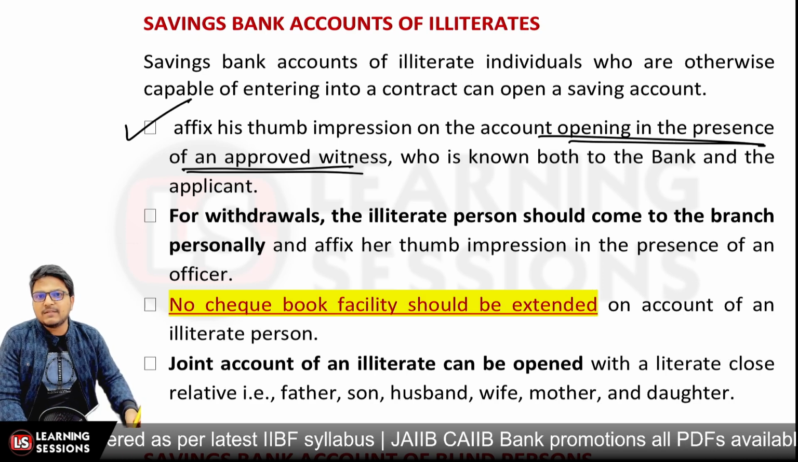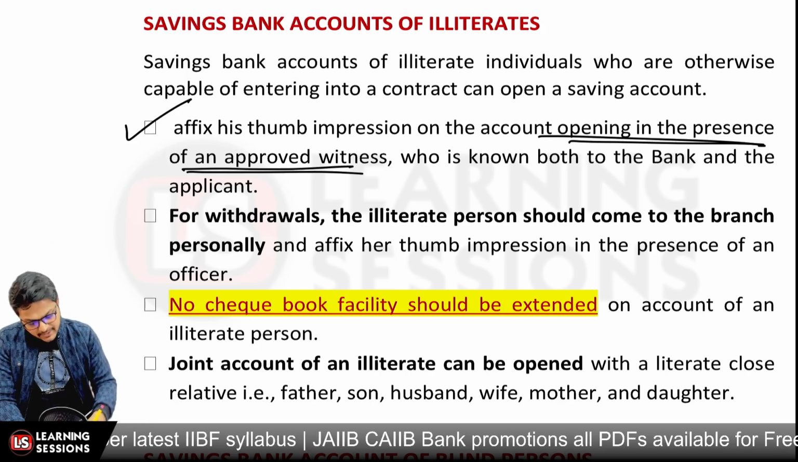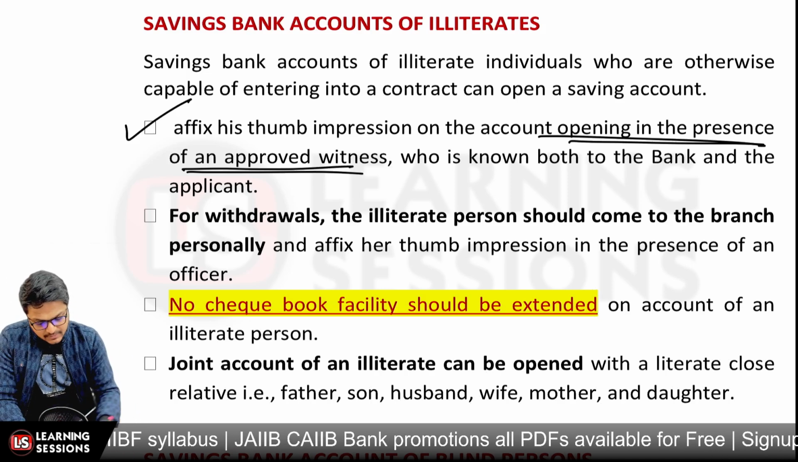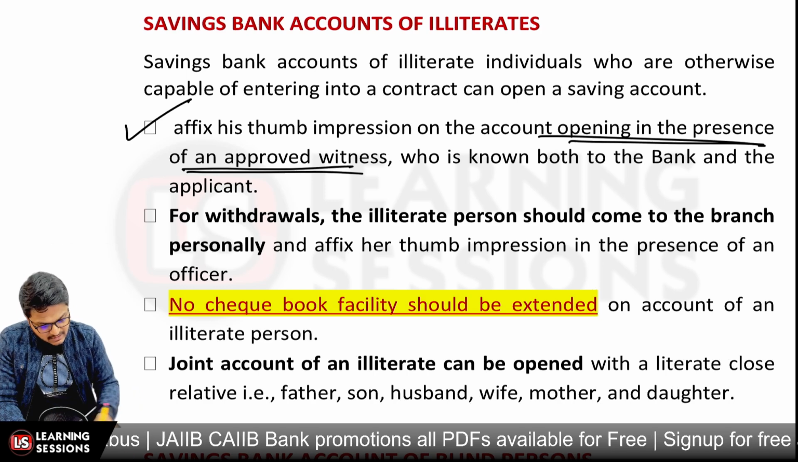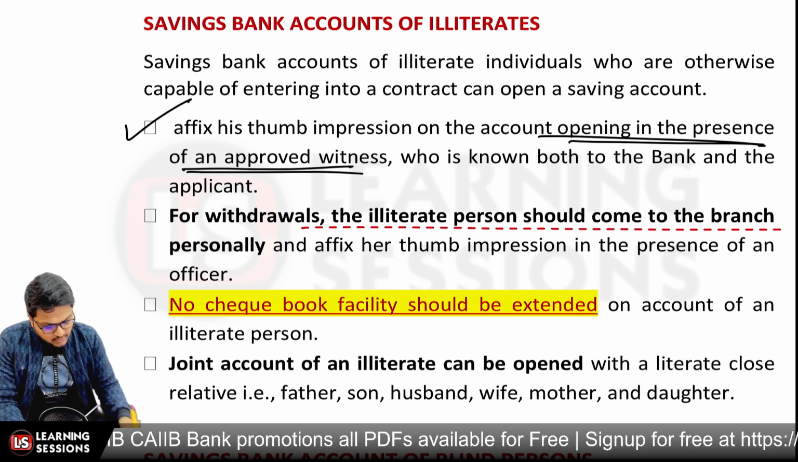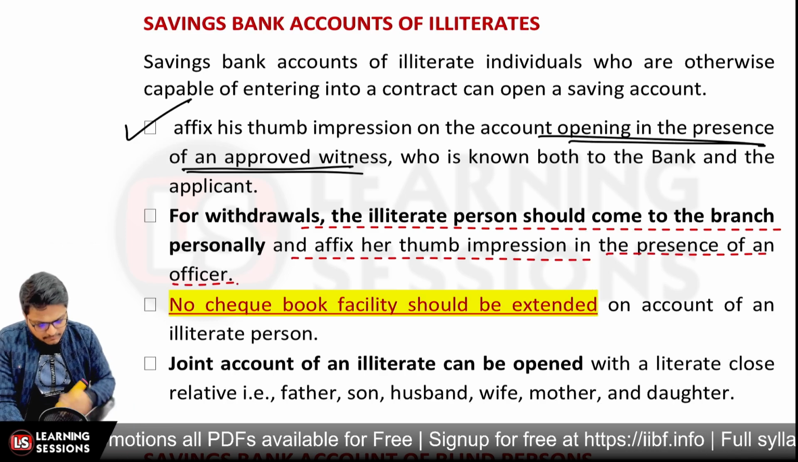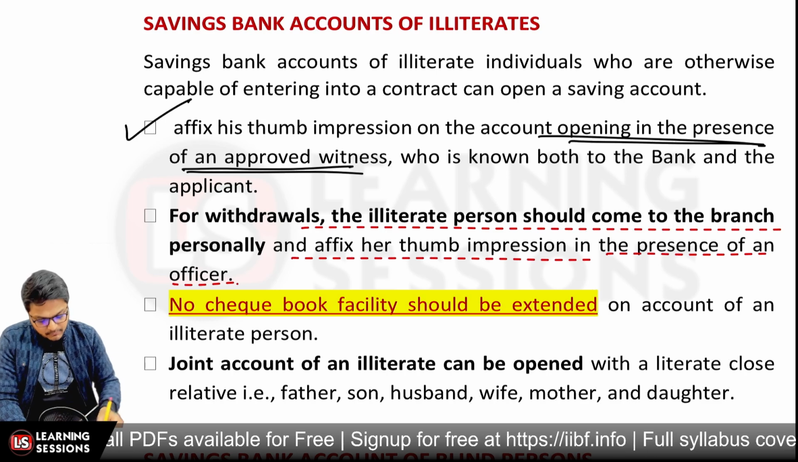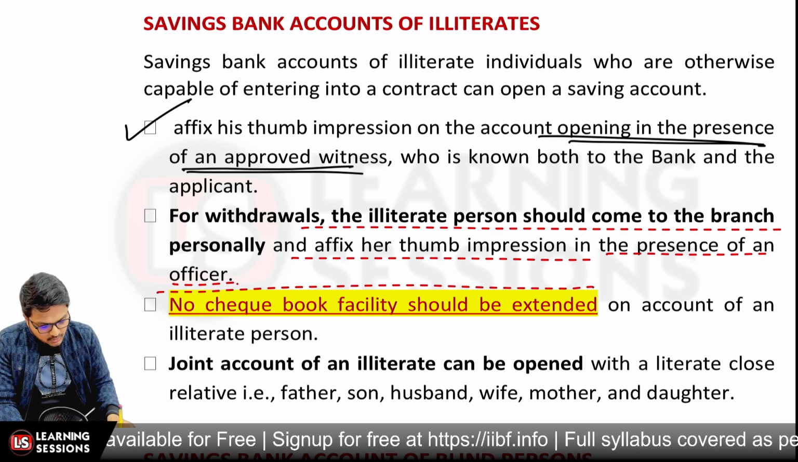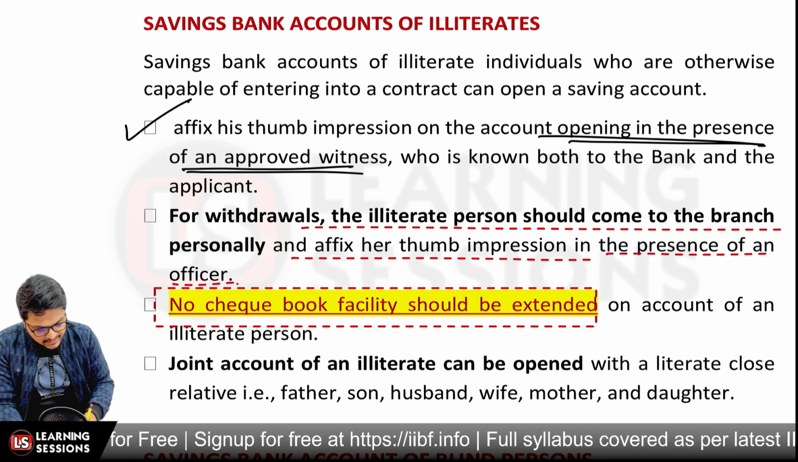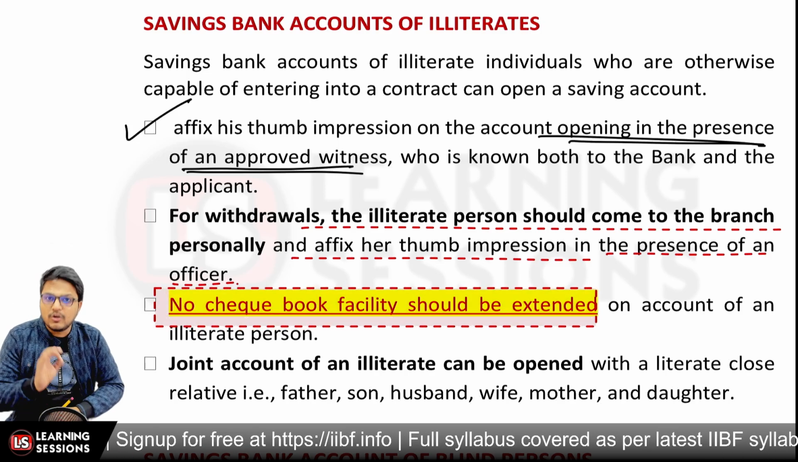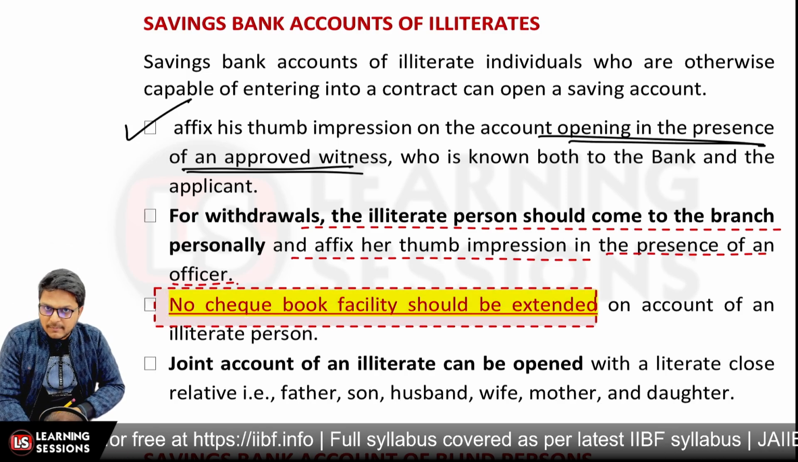And for withdrawal, the illiterate person must come themselves, personally. They have to affix the thumb impression in the presence of an officer, right? And kindly note it down, no checkbook facility can be extended to an illiterate person. That cannot be given in the account of an illiterate person.